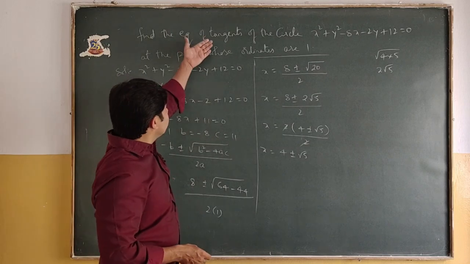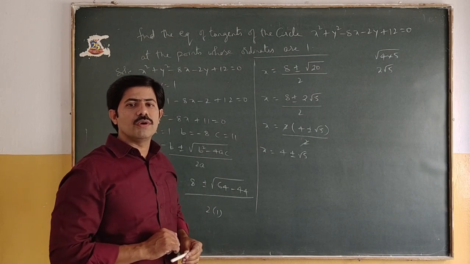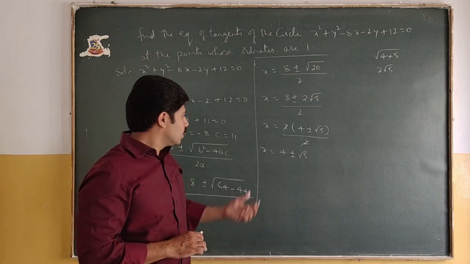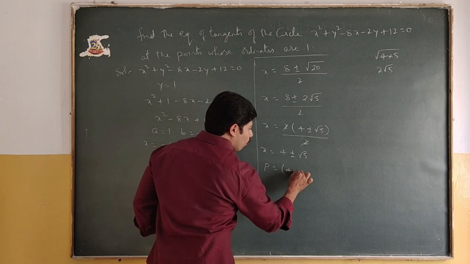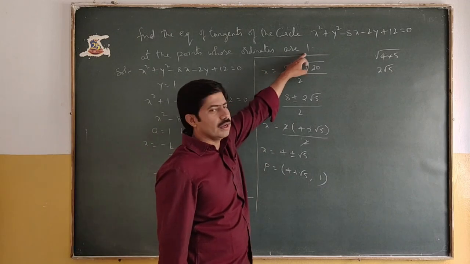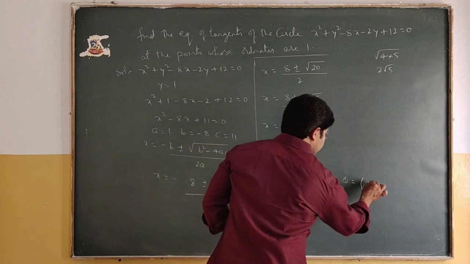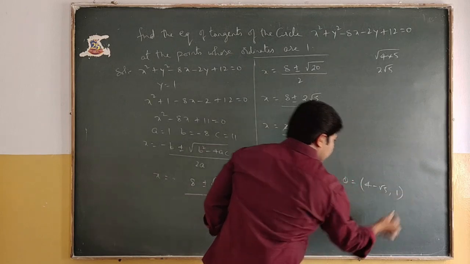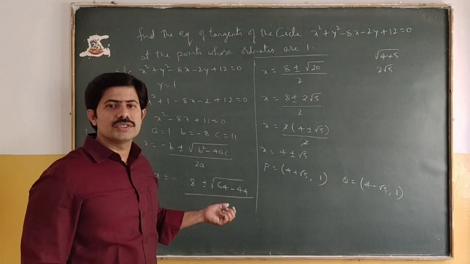Now we have to find out the equation of tangent. So equation of tangent is nothing but s1 is equal to 0. So to find out s1 is equal to 0, we need x1 and y1. So we got the x value. So we have two points. One is point P, (4 plus root 5, 1). From where we got that one? So y value is 1. And we have one more point. What is the other point? (4 minus root 5, 1). This is the other point. Now we find out equation of tangent using these two points with s1 is equal to 0.